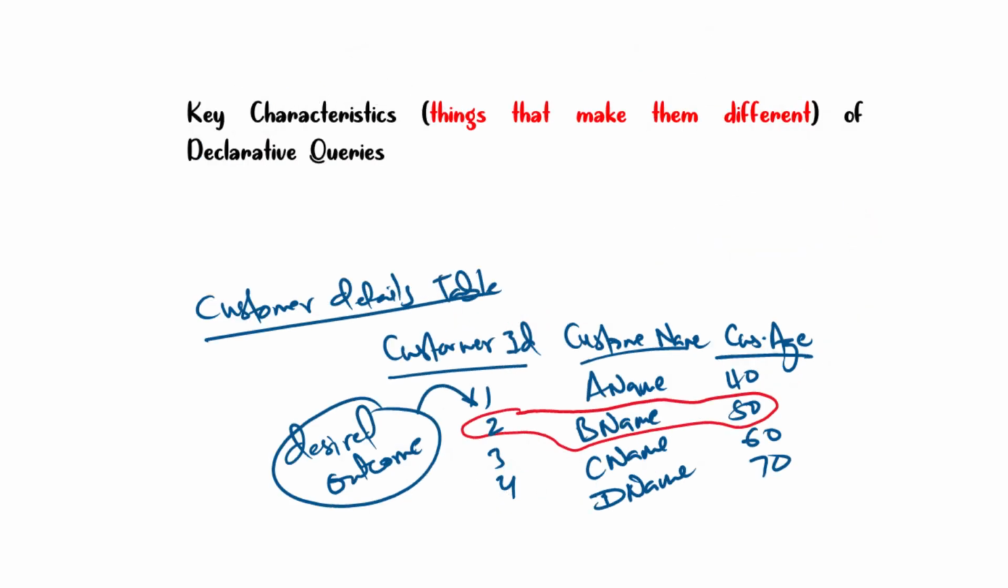Let's see some characteristics of declarative queries. First, it focuses on the result. Declarative queries emphasize the desired outcome. You describe the result you want, and the query processor, such as a database management system, figures out the best way to produce that result.